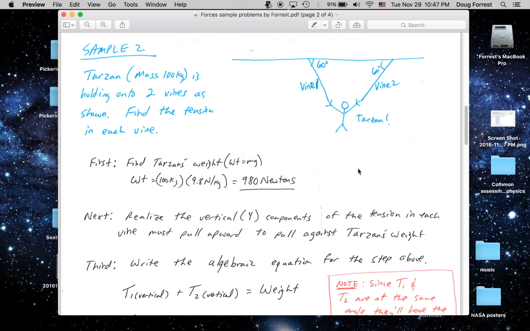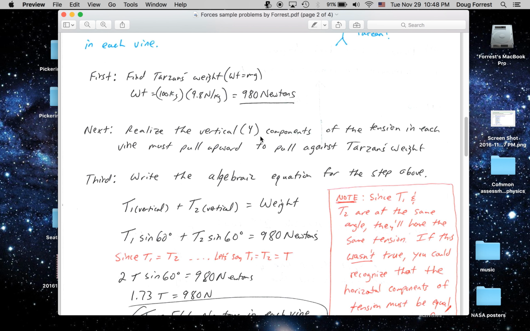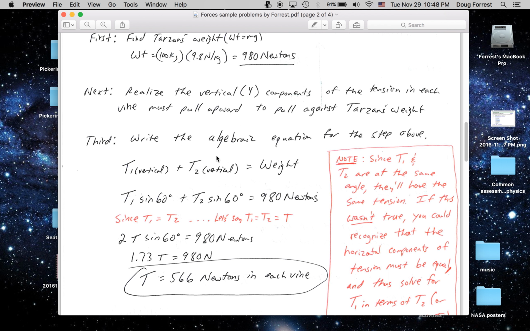Sample 2: Tarzan, mass 100 kilograms, is holding onto two vines at the angles as shown. Find the tension in each vine. So the first thing I do is recognize we need to get his weight. That's 980 newtons down, m times g. And that weight is going to basically be split up among these two vines. His weight is down, so vertically, both those vines will need to hold the equivalent of his weight. Not each, but together. So the upward vertical components have to equal the gravitational pull downward.